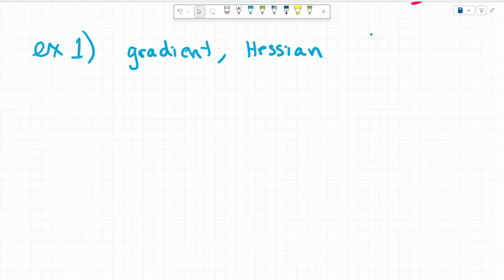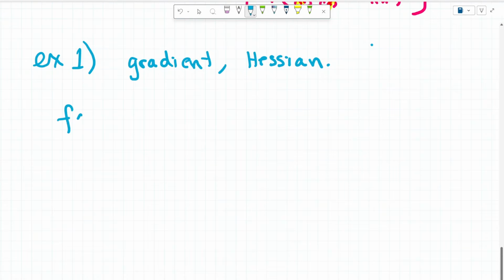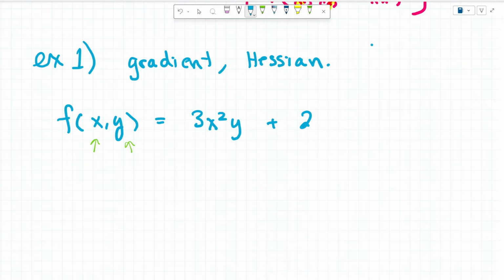So for our first example today, let's look at finding first the gradient and then the Hessian of a multivariable scalar function. We're going to define our multivariable scalar function as f of x and y. Here we have two independent variables, therefore this is a multivariable problem. You can think of this as a loss function or a mountain height, for example. And this is going to equal 3x squared times y plus 2y squared.